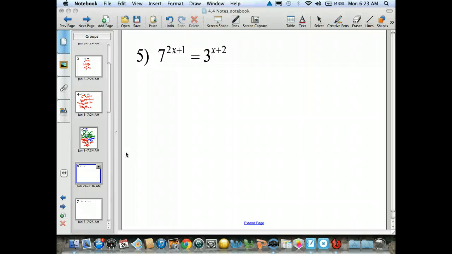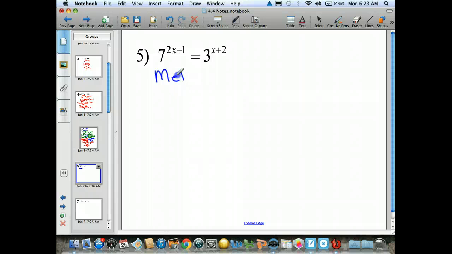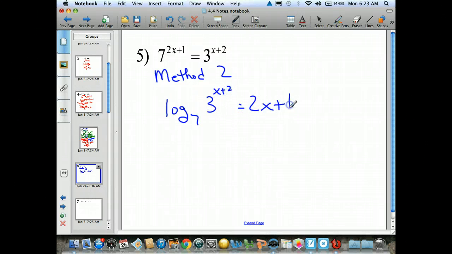Okay, here's the second way to solve this type of equation. In this method, I'm just going to call this method 2, I can just translate this into a logarithmic equation, and I can really choose which one of these sides I want to make the base. For our purposes, I'm going to make the base 7 here, so I'm going to use my left-hand side. So using my definition of a logarithm, I translate this into log base 7 of 3 to the x plus 2 equal to x plus 1.